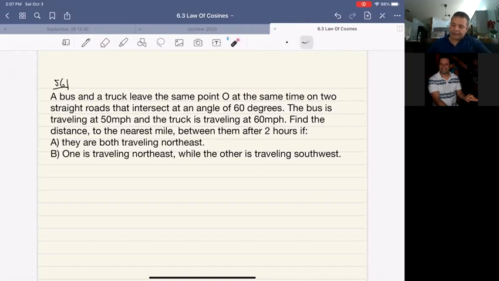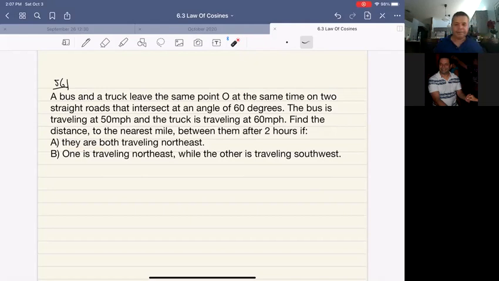Okay, so they have these roads that intersect at 60 degrees. The bus is traveling 50 miles an hour, and the truck is traveling 60 miles an hour. Find the distance to the nearest mile between them after 2 hours if they're both traveling northeast, or if one is traveling northeast and the other is traveling southwest.